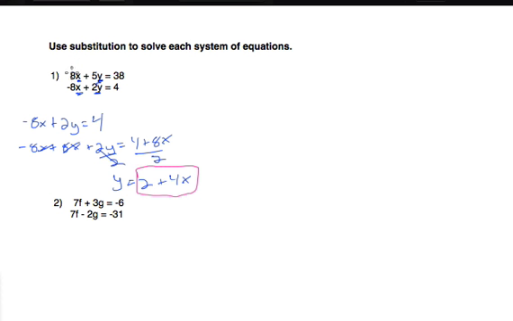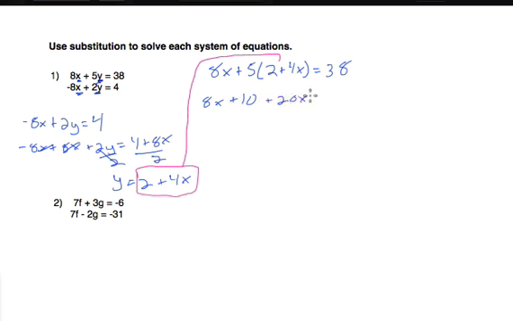So then we can use this other equation, 8x plus 5y equals 38, and we can plug in for y, or we can substitute for y. 8x plus 5 times whatever y equals 38. We're going to take what y equals, y equals 2 plus 4x, and plug it in right there. And let's distribute properly. Positive 5 times 2 is positive 10. Positive 5 times positive 4x is positive 20x. And that equals 38.